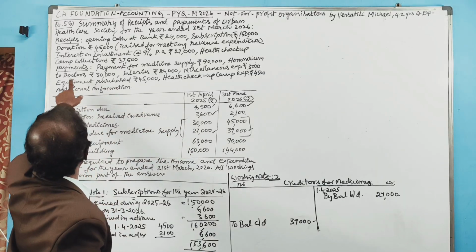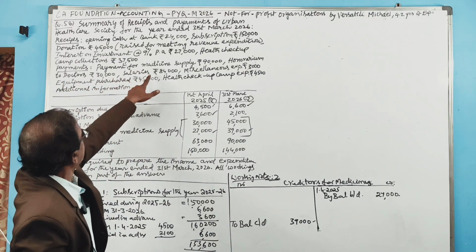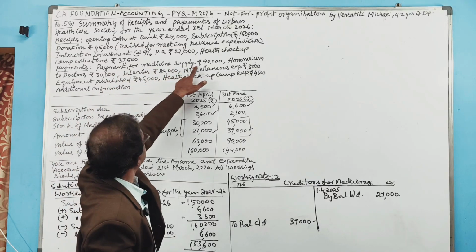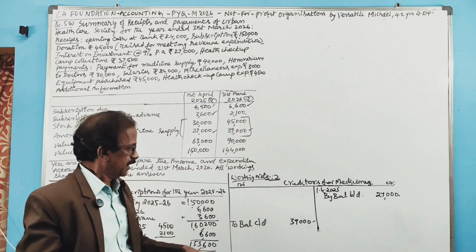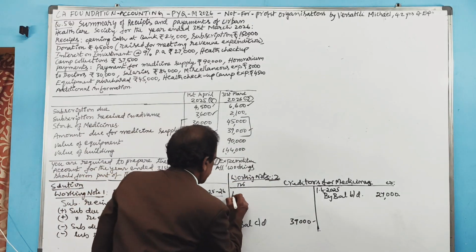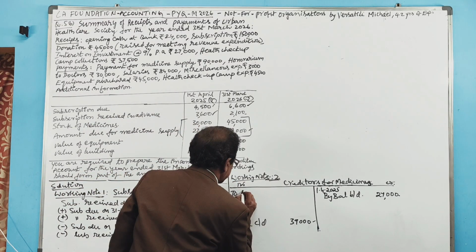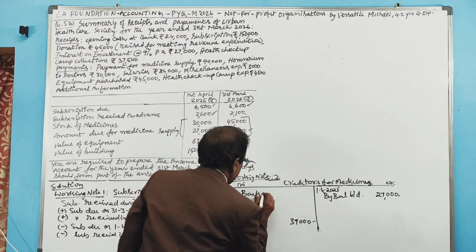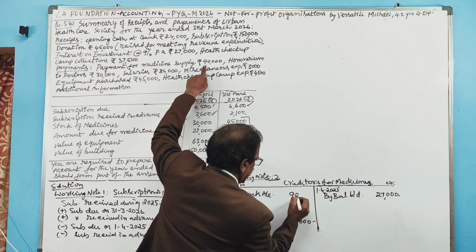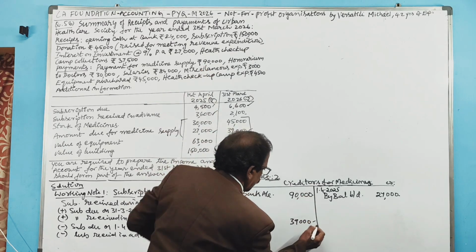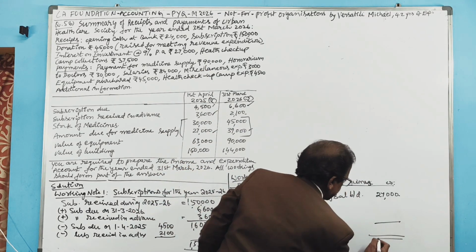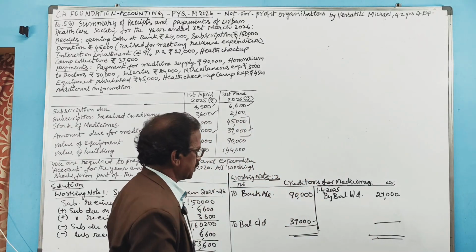Now, if you verify the payments, read the payments here. Payment for medicine supply 90,000. It means to these creditors we have paid by cash or bank account. To bank account, how much? 90,000. You should write here 90,000. Now, if you take the balance of this account, you will get the medicines purchased amount.